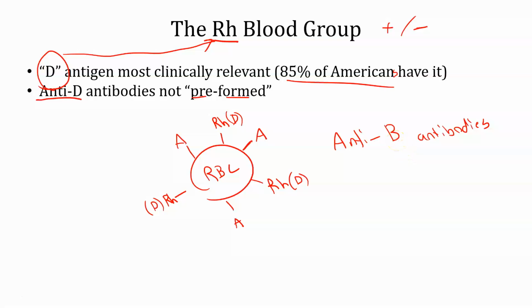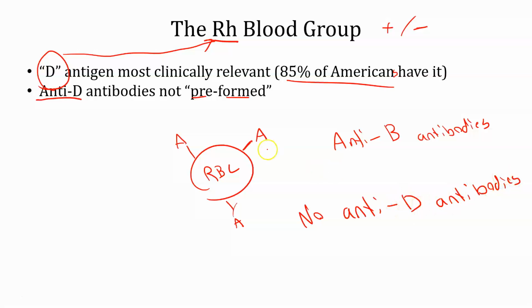But generally, this isn't quite how antibodies work. Usually, the way that antibodies are produced in our bodies is they have to actually see something foreign before they get produced in mass quantities. So a person that does not have the Rh group will not have anti-D antibodies.